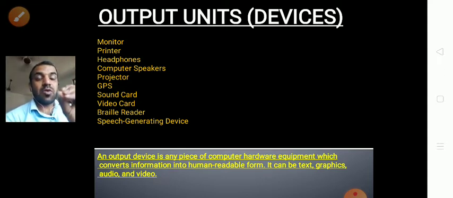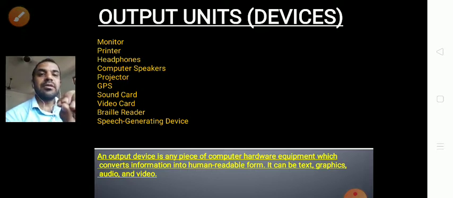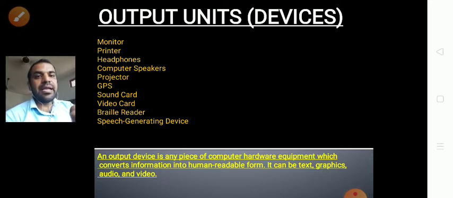You give the raw data to the computer system. After processing, it is converted into the output. It means after processing, it is converted into information. So this information is shown by the output devices. Examples: monitor, printer, headphones, computer speaker, projector, GPS, sound cards, video cards, braille readers and speech generating devices.